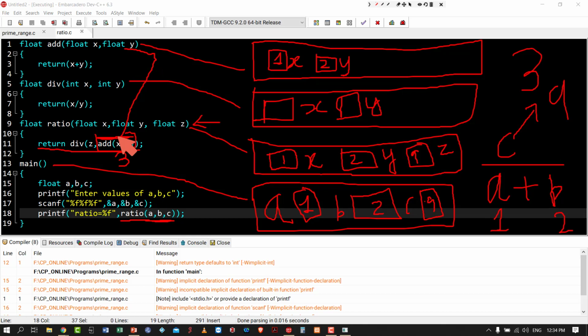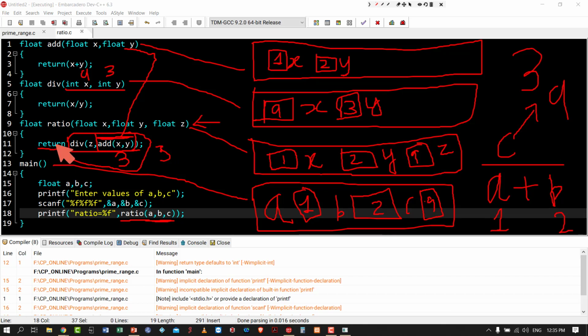So the control came back here. Again there is a call. Division of z comma 3. Z means this is z. Division of 9 comma 3. So the control will go here. Here 9, 3. So this x becomes 9. This y becomes 3. So it will execute this one. Return x by y. X by y is also 3. So here this entire thing is also 3.